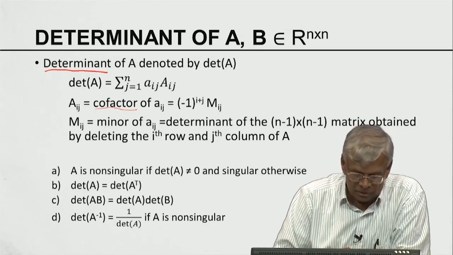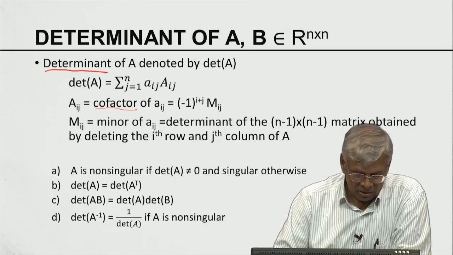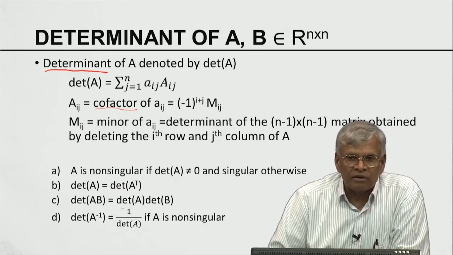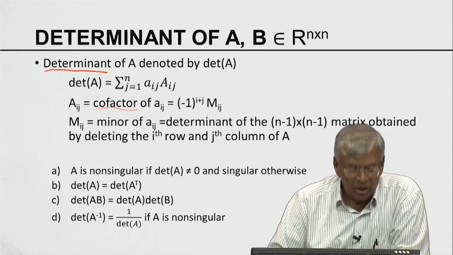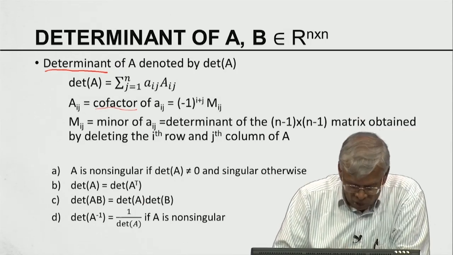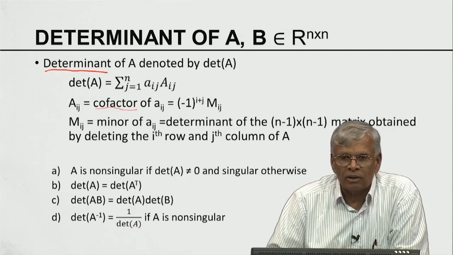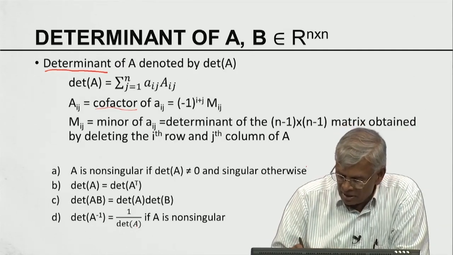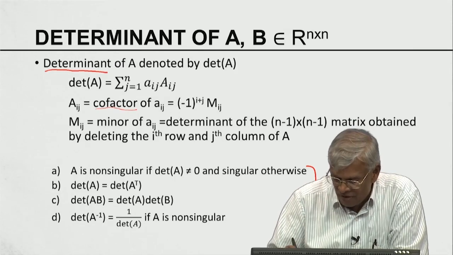Determinant of A is equal to the determinant of A transpose. Determinant of AB is determinant of A times determinant of B. Determinant of A inverse is 1 over determinant of A if A is non-singular. Again, these are the properties I'm going to ask you to verify.